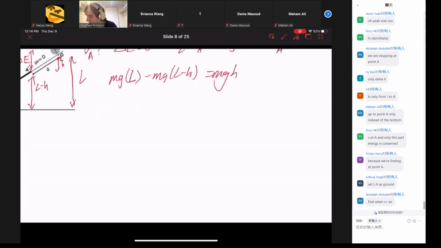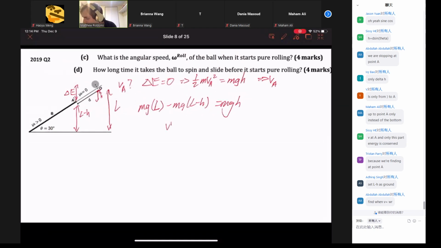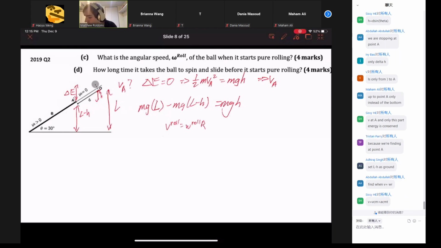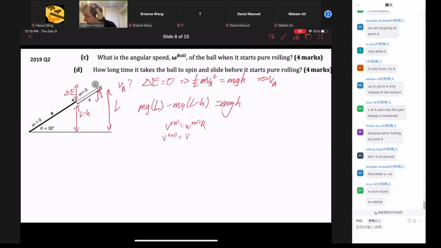Right, so we know that V roll is equal to omega roll times R. Yep. We know that velocity rolling is equal to my velocity at point A plus a_CM times t roll. I'll call this the center of mass for consistency. And we also know that omega roll equals initial omega plus alpha t roll.